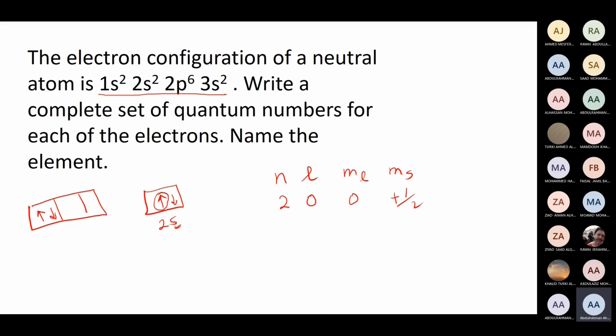1, 2, 3, 4, 5, 6, 2p. Okay, I'll take this electron, and concentrate with me now. What's n? 2. What's l? 1. This is because it's p. What's ml? Positive 1. If I put positive 1, this is 0, this is minus 1, so yes, positive 1. And then what's ms? Minus half. Why minus half? Because it's down. This one I decided plus half, and since this one is down, it must be minus half. Exactly. Clear, guys?